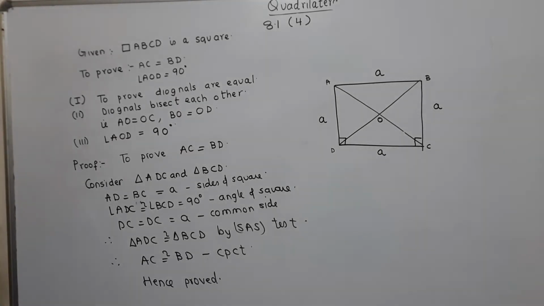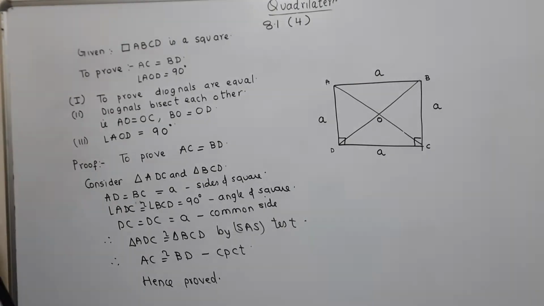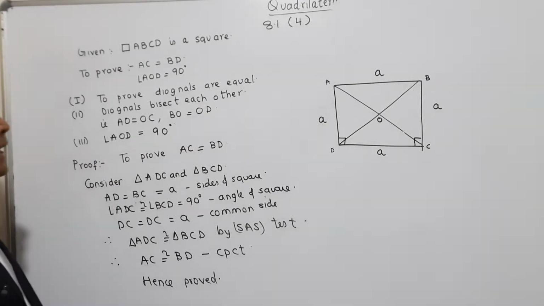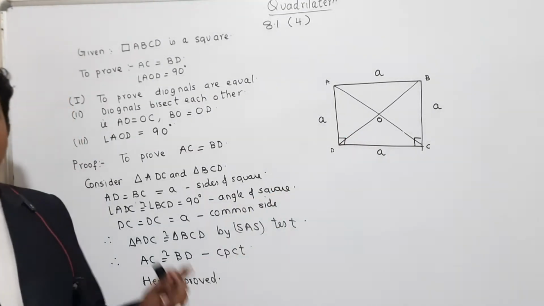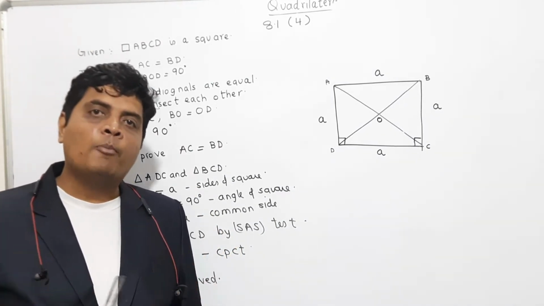In this video we are going to solve exercise 8.1 of the quadrilateral chapter, sum number 4. What is given in this question? It is given quadrilateral ABCD is a square. Once it is given it is a square, I can take all the properties of a square.